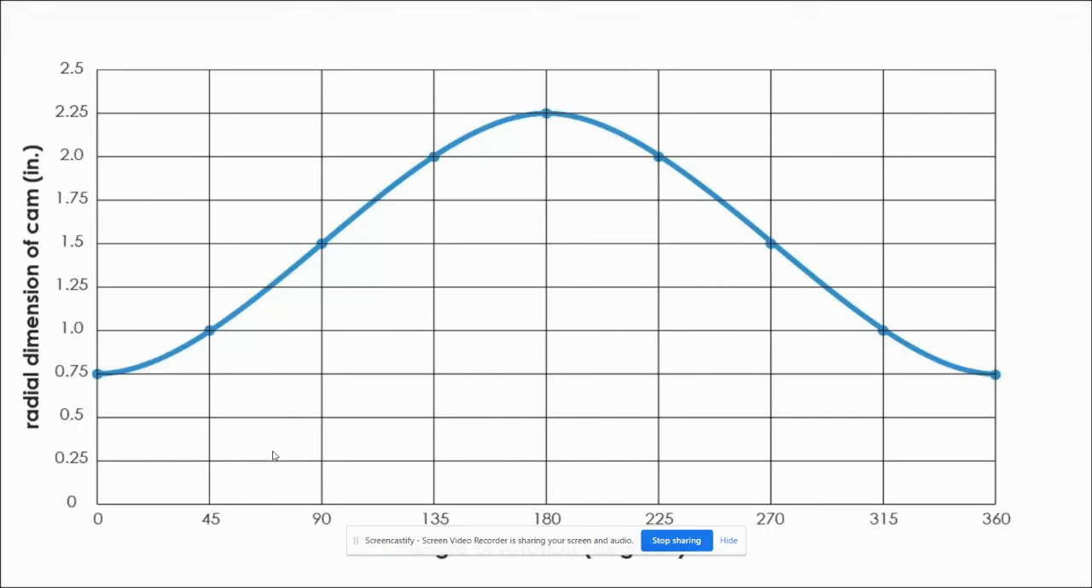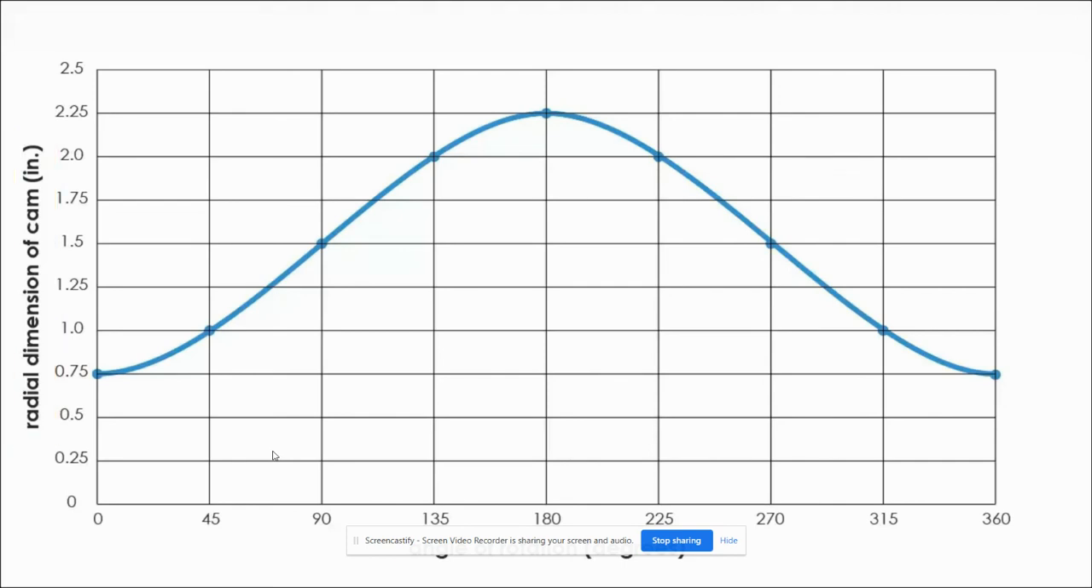This graph represents the motion resulting from a cam that was designed to replicate the motion displayed in that motion graph. Note that the shape of the graph is the same. However, the horizontal axis, x-axis, now represents the angle of rotation instead of time, and the vertical axis, y-axis, represents the radial dimension of the cam and includes a scale.